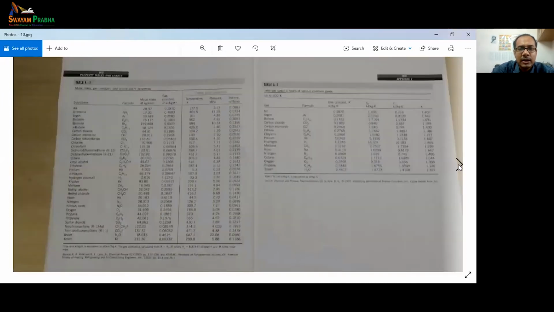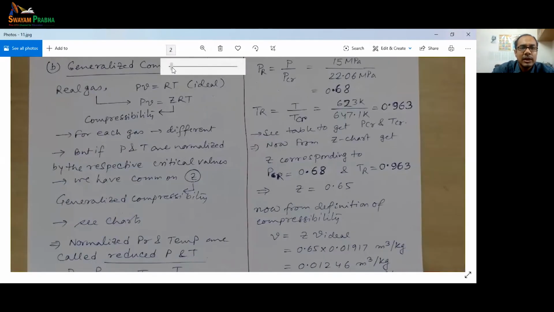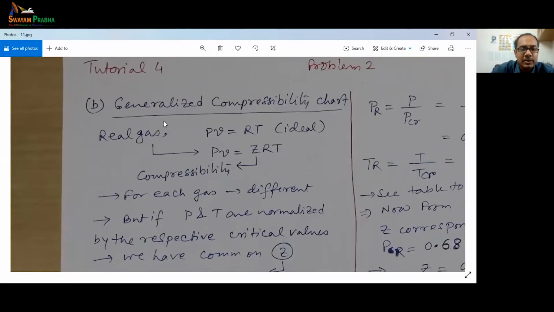Now let's see what we get if we don't assume the ideal gas law, but assume it to be a real gas. And that's where the generalized compressibility chart comes into the picture. So ideal gas is P into small v, that is the specific volume, equal to RT. That's the ideal gas law. Now for real gas, you have an extra factor Z. So Pv equal to ZRT. Z is called compressibility. Okay, so this is the real gas law, Pv equal to ZRT.